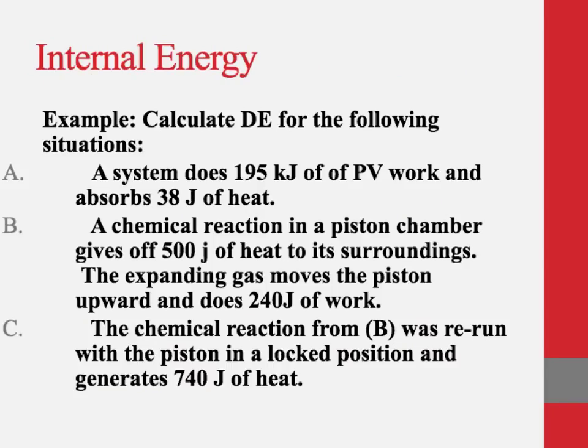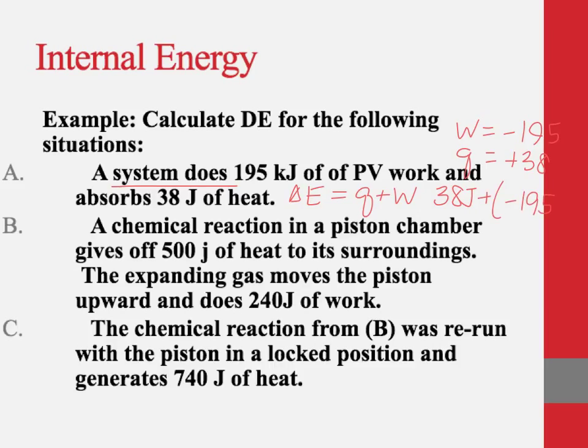All right, last slide. So let's do some sample calculations for the change in energy. A system does 195 kilojoules of PV work and absorbs 38 joules of heat. So the system's doing work, so that means that my work is going to be negative 195. And it absorbs heat, so my Q is going to be positive 38. So when I look at my equation, delta E equals Q plus W, this is going to be 38 joules plus a negative 195 kilojoules. So notice we have disagreement of units.